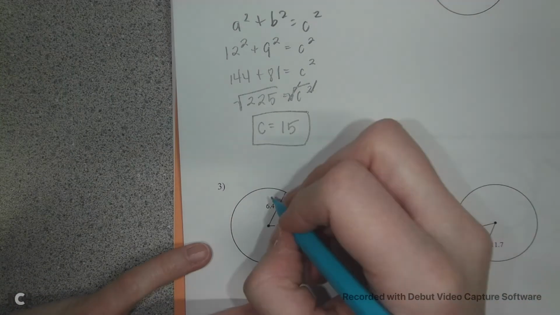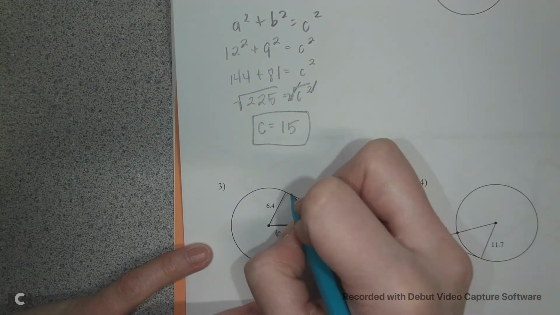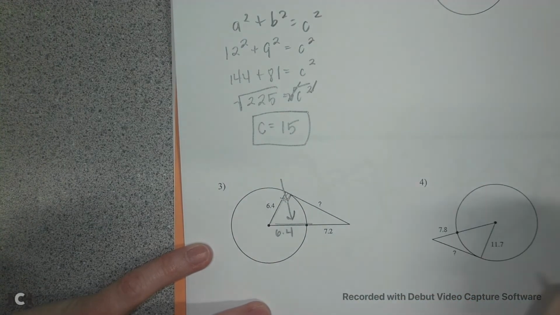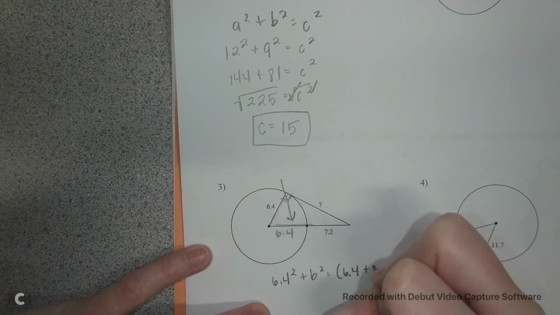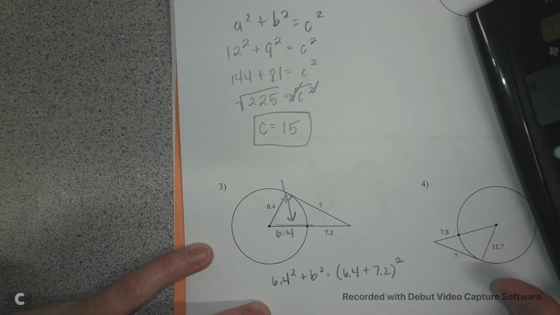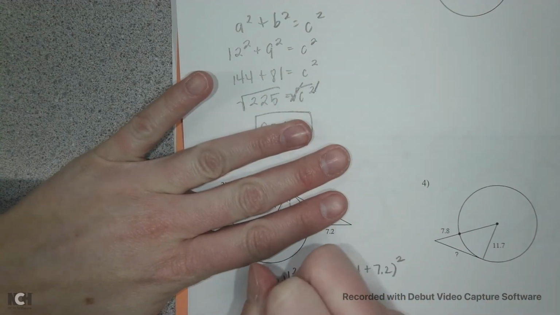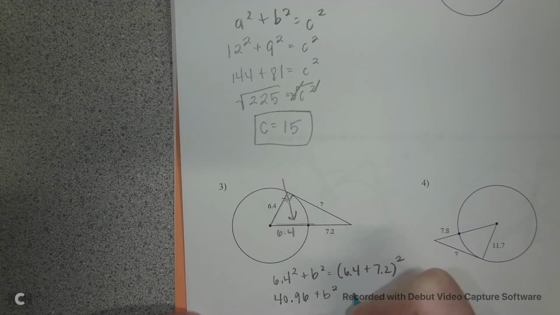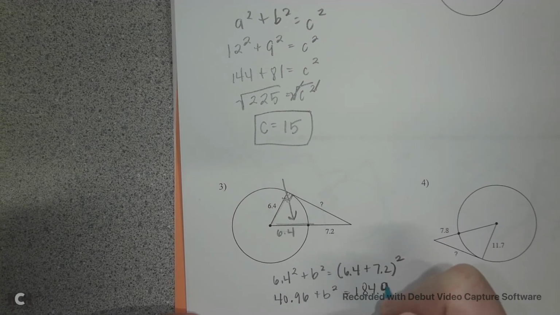Number 3. This is a radius of 6.4, so my other radius has to also be 6.4. Here is my right angle. So this guy is my c, and I'm trying to figure out a b or an a. So 6.4 squared plus b squared equals 6.4 plus 7.2, that whole line segment squared. 6.4 squared is 40.96 plus b squared equals, when I add these together and then square it, 184.96.